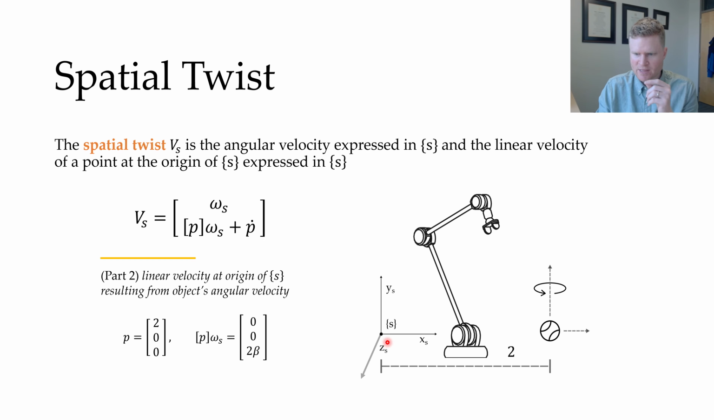Okay, so just reviewing that really quickly, this tennis ball is spinning, so it's got this angular velocity. If I look at this moment arm, this angular velocity translates into a linear velocity, an imaginary linear velocity for a point at the origin of S, and that's what's being shown right here with this bracket p times omega_S.